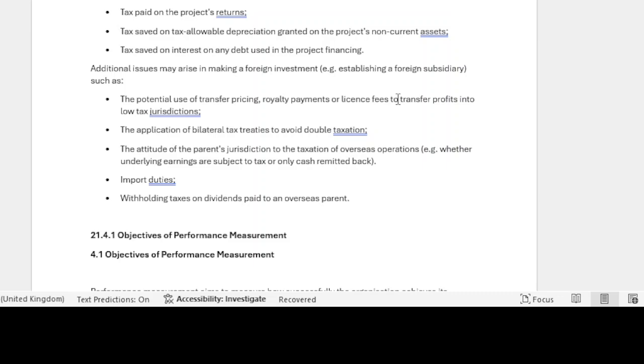Then tax saved on tax allowable depreciation granted on the project's non-current assets are also a benefit to the organization, plus tax paid on the project's return.